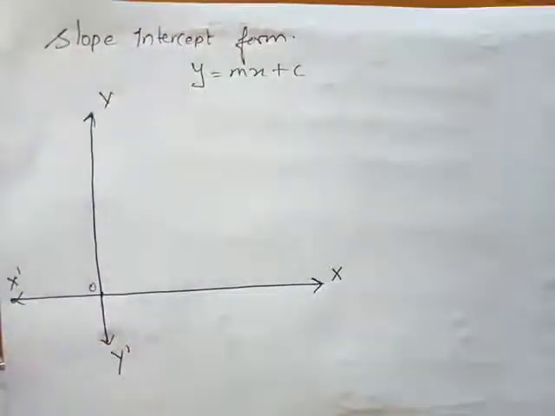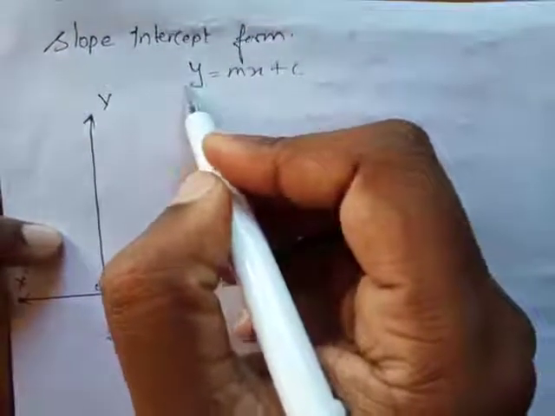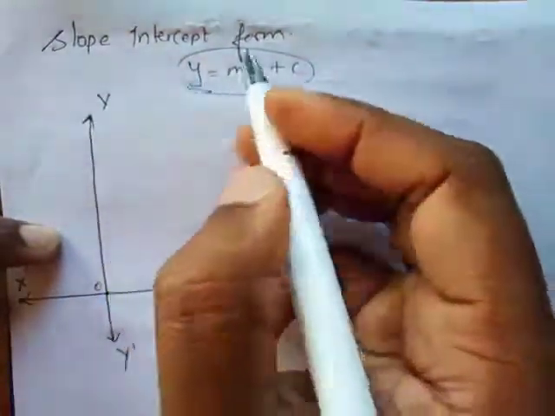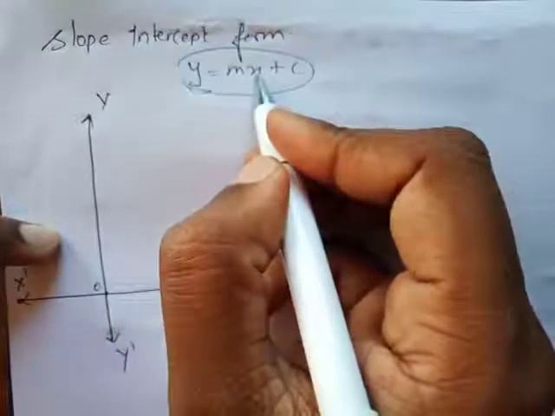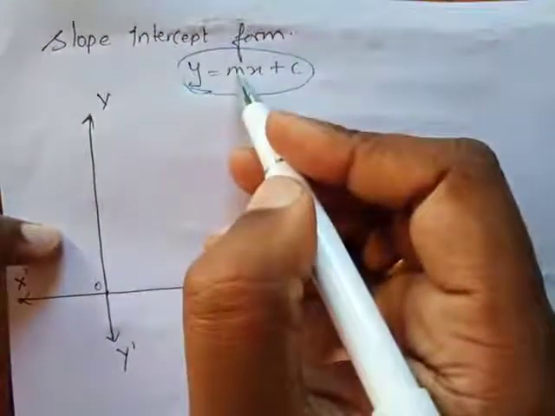Okay, now we'll be looking at slope intercept form. Let me first tell you what slope intercept form is. y equals mx plus c. Now there might be questions arising in your head. What is y? What is m? What is x? What is c? Where did c come from? You already know m. What is m? Slope.